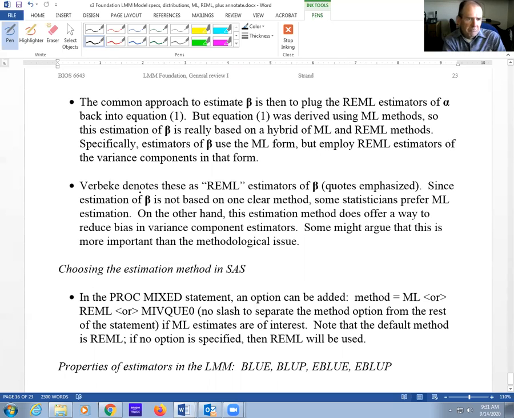I personally don't have that big of a problem with it. I'll go with REML because in general, it works, right? It's maybe not as clean theoretically, but the point is we're trying to get better estimators of our covariance parameters that are not going to be artificially inflated. So I tend to go with it.